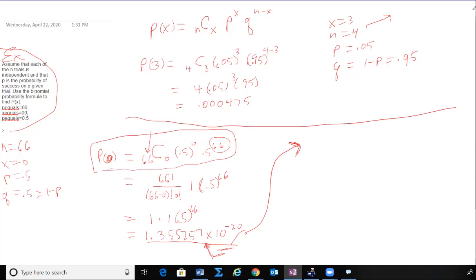And we could also do a similar problem. Let's try this. What do you think the probability would be if we had 66 trials, and let's say we want to get 33 heads. What's the probability of getting 33 heads out of 66? This time we would have 66 choose 33 with a 0.5 to the 33 and a 0.5 to the 33.